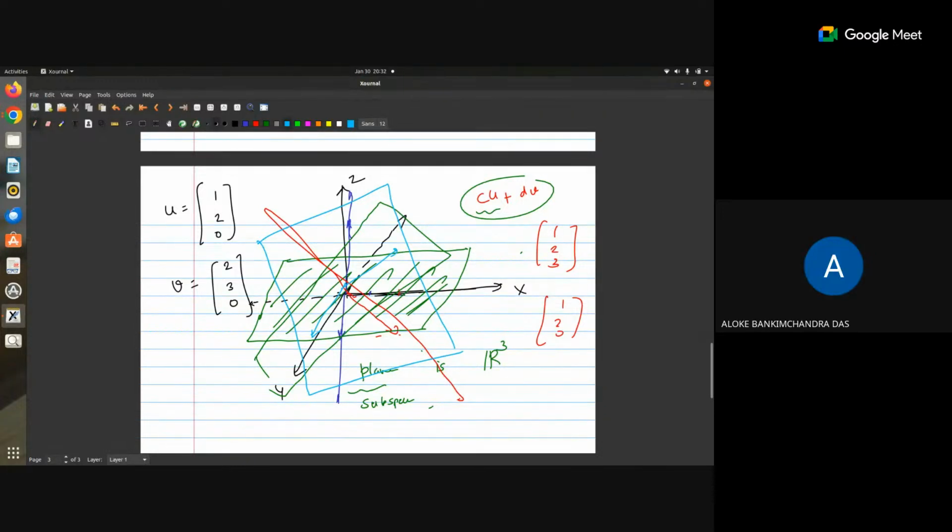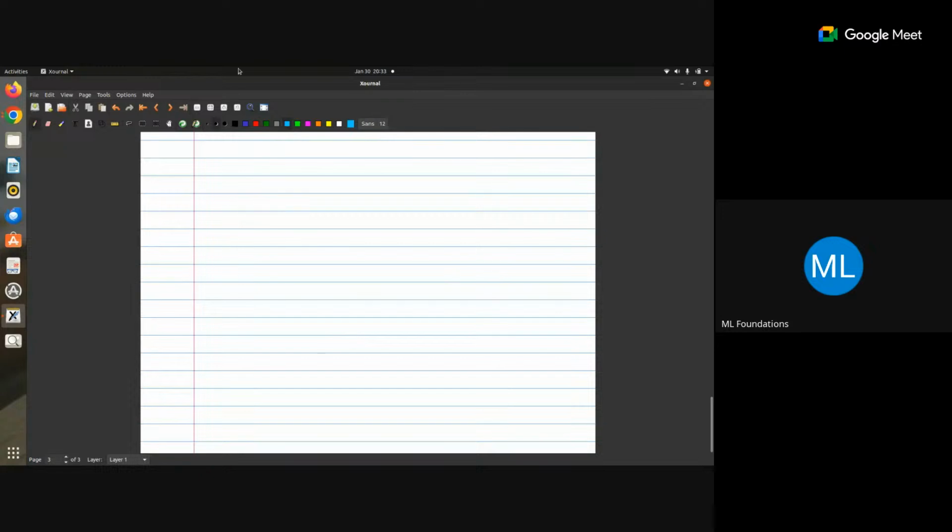So that means you can have infinite such subspaces, isn't it? Yes, definitely, all the planes. But for this to be a subspace, the important thing is the plane should go through the 0, 0, 0 vector. Then we can call it a subspace. If it is not going through it, I'll tell you that example also.